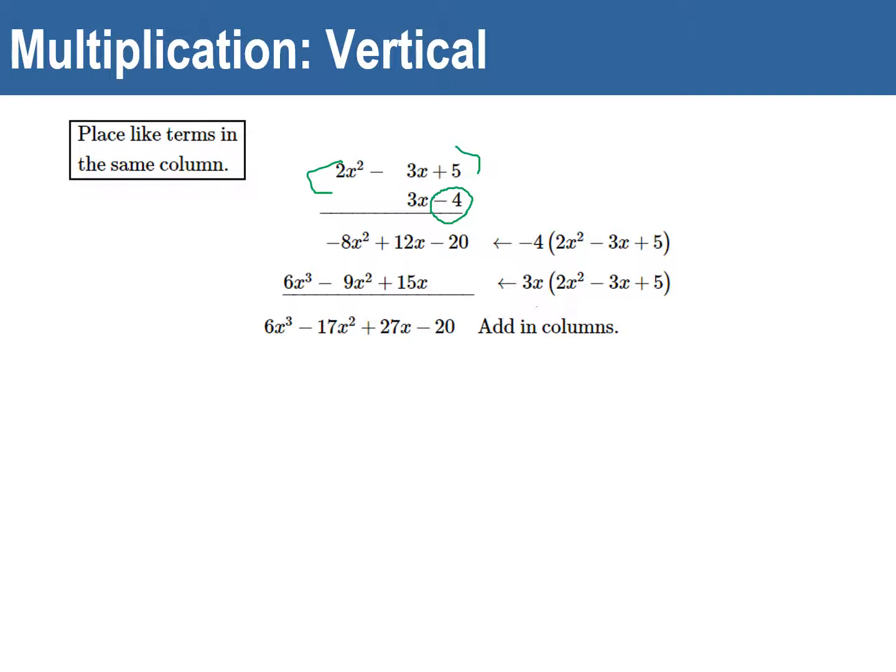Then we're going to go to the next row and multiply 3x by the 2x squared minus 3x plus 5. And you always want to line up your like terms, so that way you can add straight down. So you get 6x cubed minus 17x squared plus 27x minus 20.